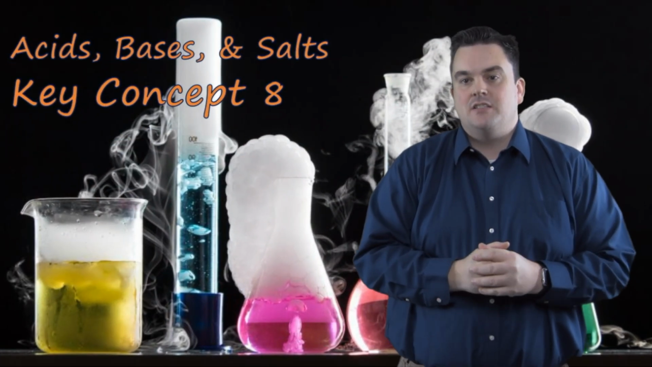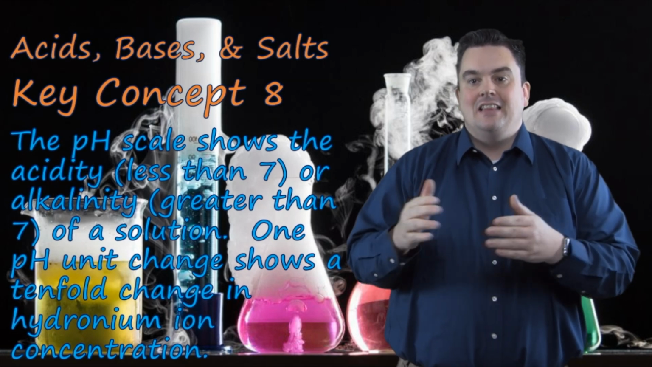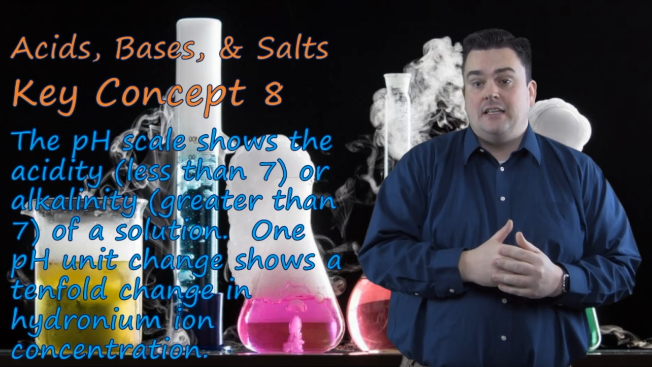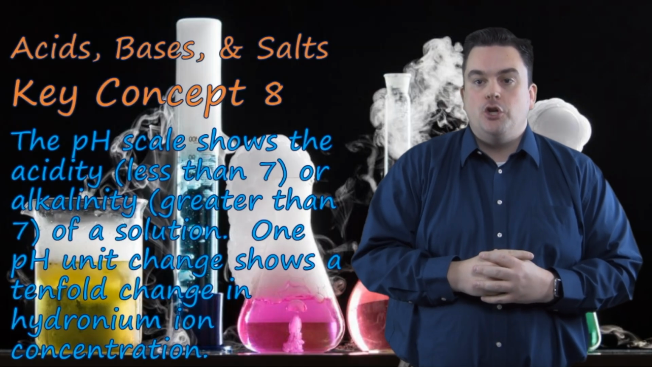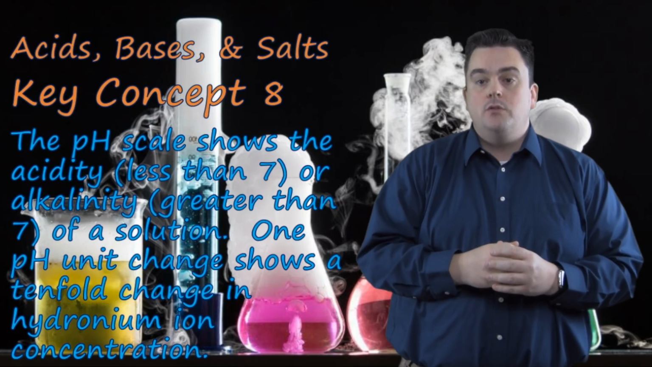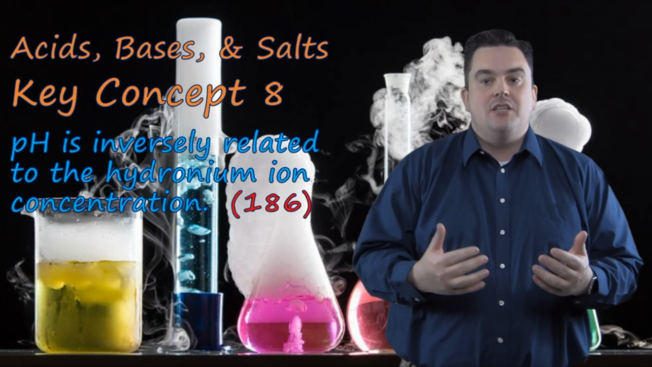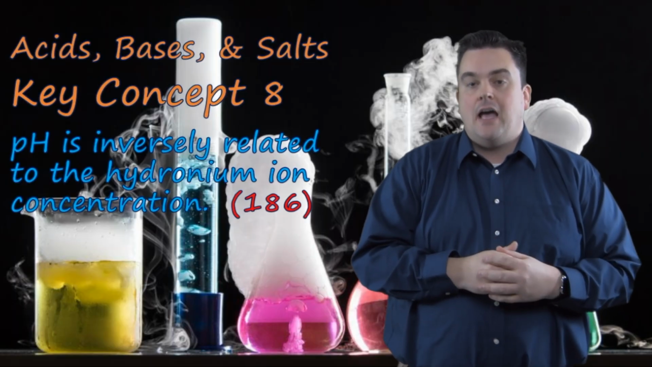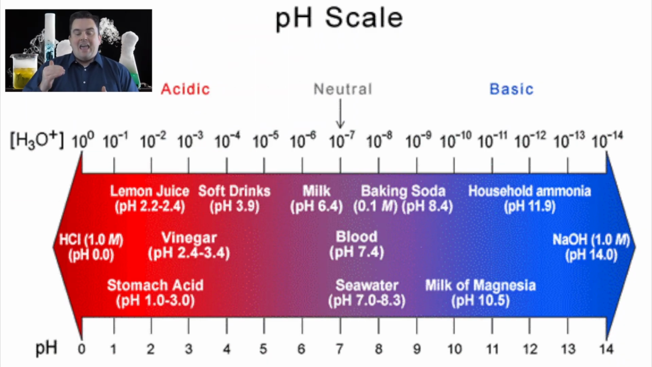Acids, bases, and salts, key concept 8. The pH scale shows the acidity, less than 7, or the alkalinity, greater than 7, of a solution. One pH unit change shows a 10-fold change in hydronium ion concentration. pH is inversely related to the hydronium ion concentration. Now remember, acids have pHs that are less than 7. Greater than 7 pHs tell you that you have a base.